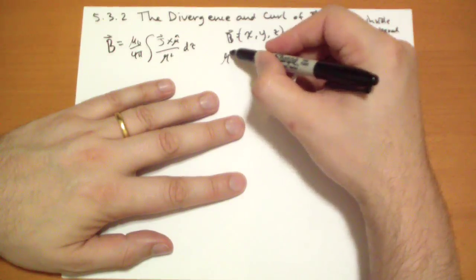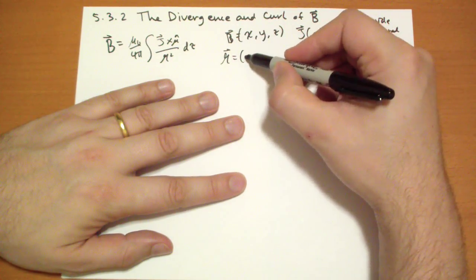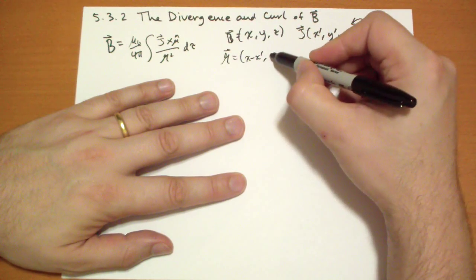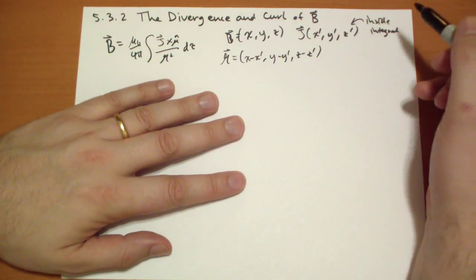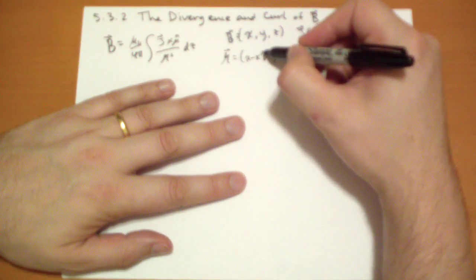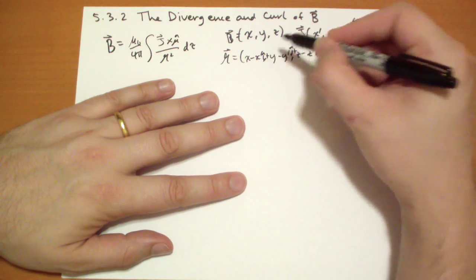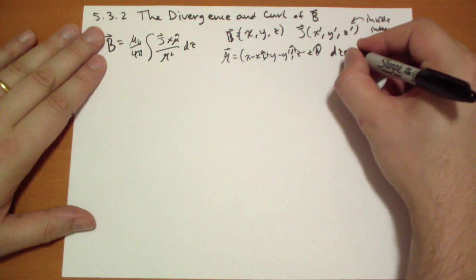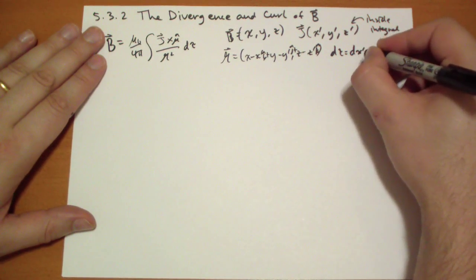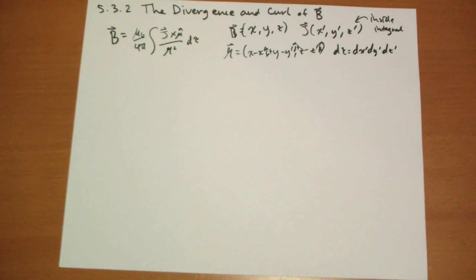R vector is equal to x minus x prime, y minus y prime, z minus z prime, in terms of i hat, j hat, k hat, added together. And d tau is inside the integral. This is dx prime, dy prime, dz prime. Okay, so now I've laid some ground rules.